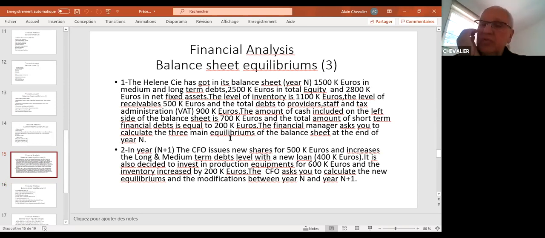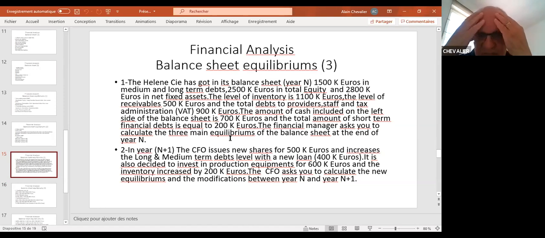Total level of inventory, which is the largest one, 1,100. The level of receivables, 500. And the total debts to providers, staff, and tax administration, which is 900. And that's the information you need.